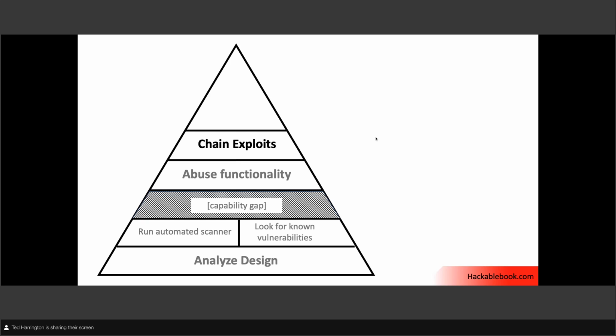The next step in the method is to chain exploits. So chaining exploits is the idea where you take two things and you combine them in order to magnify the impact.